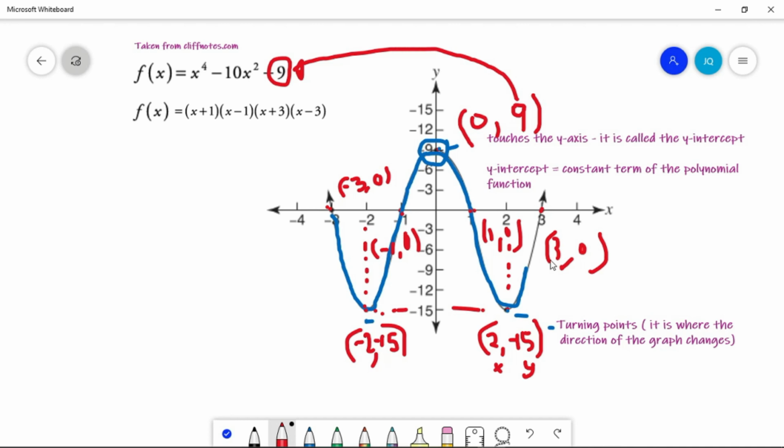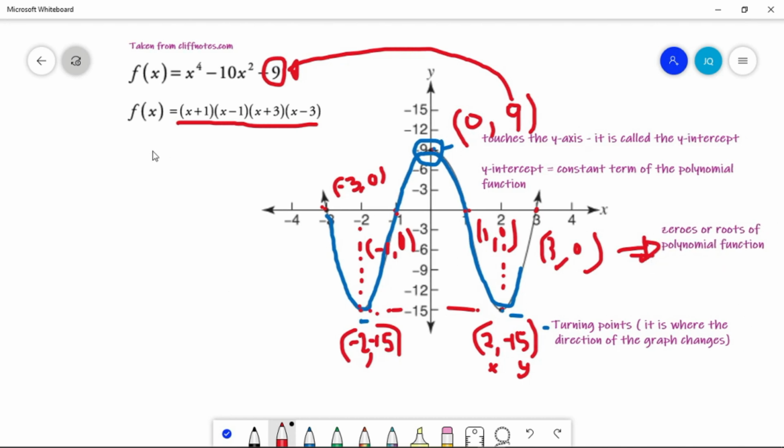So if you try to look at the given polynomial function, where can you see that? It is here, right? In the given factored form. So these points are actually called the zeros or roots of the polynomial function. And to get the zeros and roots of the polynomial function, it is easy once it is already in factored form.